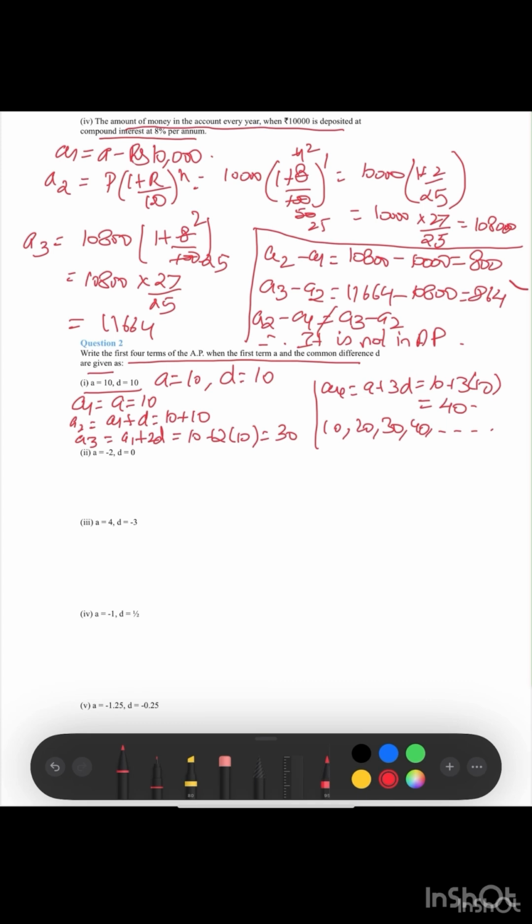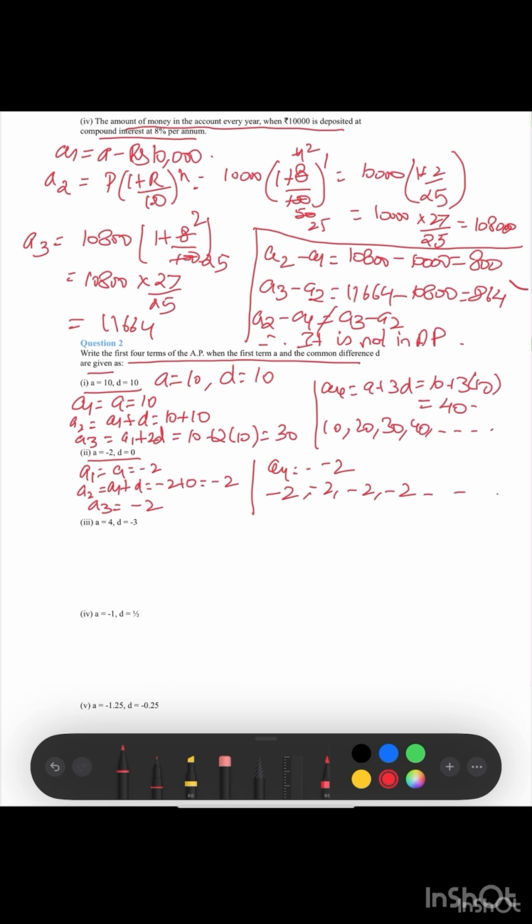Next question over here. My A is minus 2 and D is 0. It is very clear from here that if D is 0, the difference is 0, and all the terms are going to be the same. So A1 is equal to A, which is minus 2. A2 will become A plus D, that is going to be minus 2 plus 0, which is again going to be minus 2. A3 will become A plus 2D, which is again minus 2, and A4 will also become minus 2. So all the terms of the series are minus 2 only.